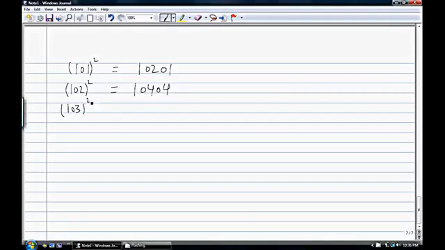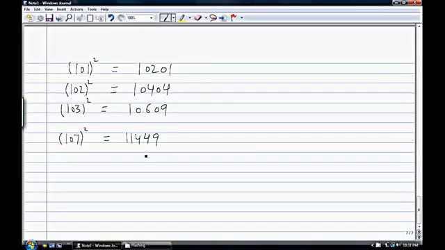Similarly, 103 squared is equal to 10609. 107 squared is equal to 7 2s are 14, so 114, and 7 7s are 49.